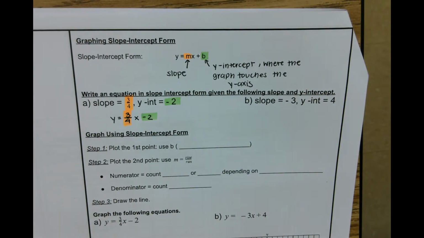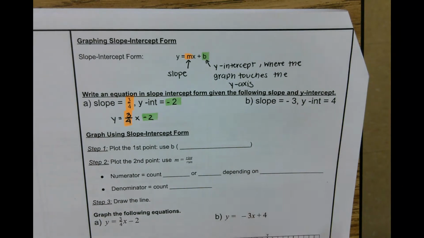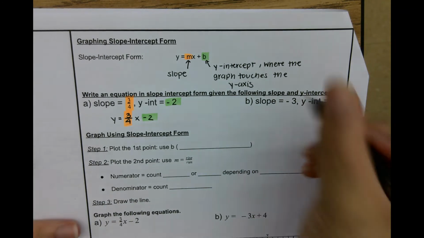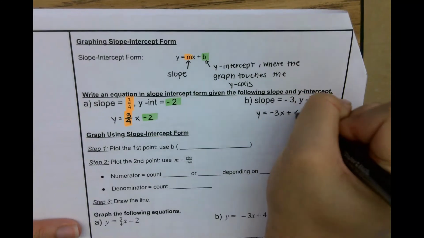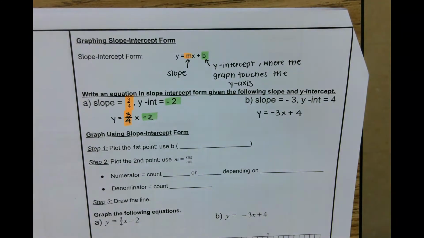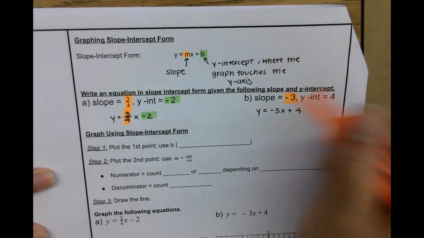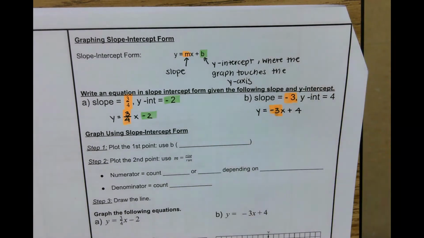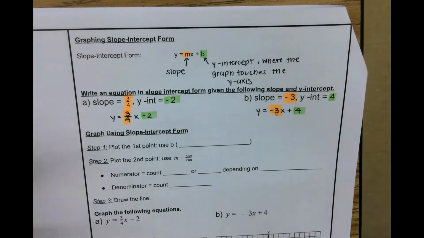So instead of writing plus -2, we just write -2. Can you try this one? Here your slope is -3, your y-intercept is 4. You should have gotten y equals -3x plus 4. You should have plugged in -3 for m as your slope, and you should have plugged in the 4 for b. So y equals -3x plus 4.